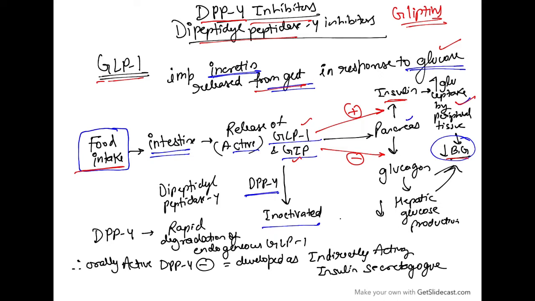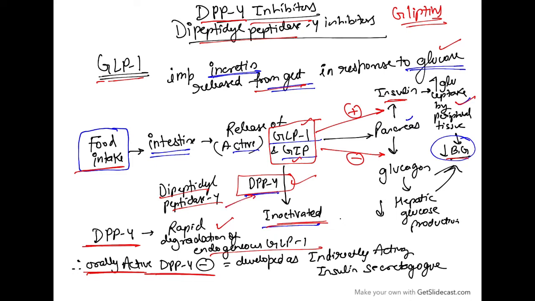Okay, now the problem with these incretins is that they are metabolized very rapidly by an enzyme, dipeptidyl peptidase 4, and they're converted into an inactivated version. So these are very short acting. So what we can do is inhibit this enzyme. Dipeptidyl peptidase 4 causes the rapid degradation of endogenous GLP-1. Now we have prepared some orally active dipeptidyl peptidase 4 inhibitors, and these can inhibit this. If this is inhibited, then the incretins will remain activated and the insulin will keep on releasing. So they are also known as indirectly acting insulin secretagogues. They cause the release of insulin, and these are indirectly acting.